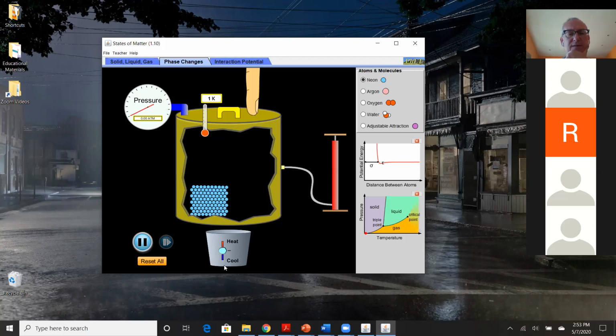Mine went to 0. You have to hold it on cool, and when you let go of it, it goes back to the middle. But it's still 0 though. Oh, okay, I get it. You have to hold on to it. The little ice cubes come up, and then it'll take you down to 1K, and then when you let go of it, it'll stay there.